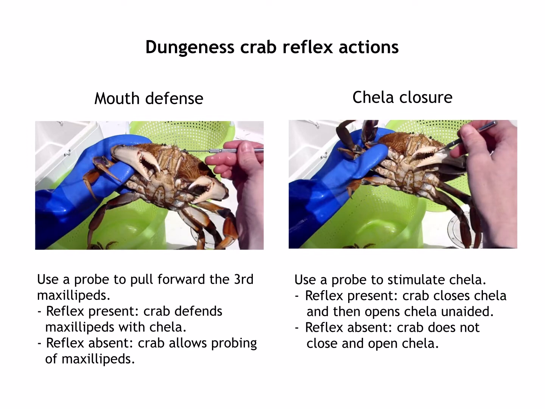Dungeness crab reflex actions. Mouth defense. Use a probe to pull forward the third maxillipeds. Reflex present. Crab defends maxillipeds with chela. Reflex absent. Crab allows probing of maxillipeds. Chela closure. Use a probe to stimulate chela. Reflex present. Crab closes chela and then opens chela unaided. Reflex absent. Crab does not close and open chela.